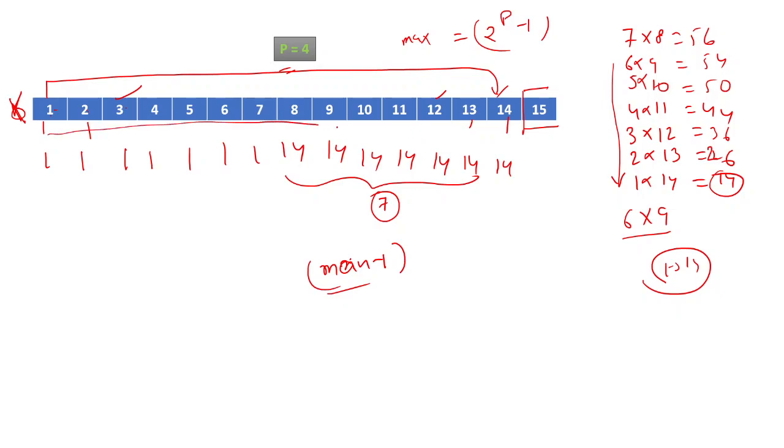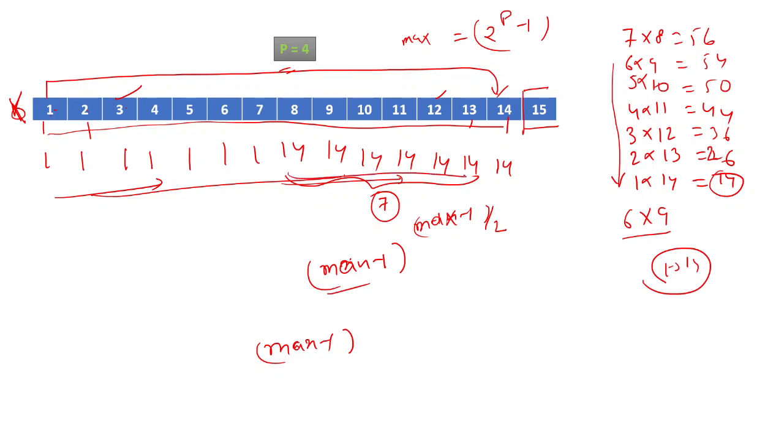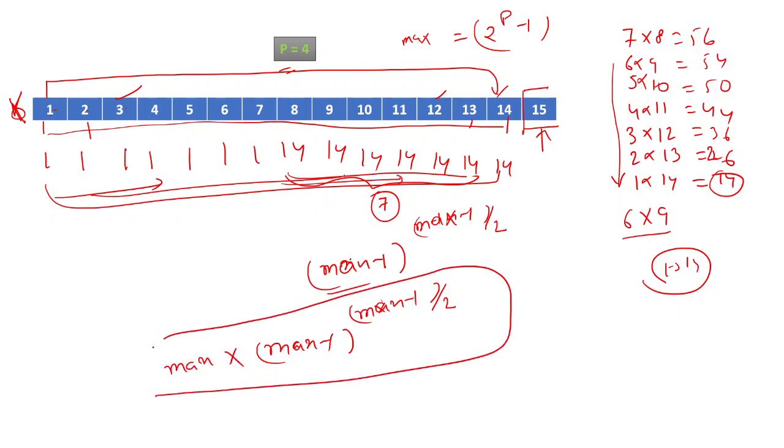The number of values that we have here divided by 2. And how many values will there be? That will be max minus 1 itself. So max minus 1 divided by 2, that many products will be there. Products of 1 is 1, so that need not be considered. So this whole product will be max minus 1, that is 14, to the power 7, which is max minus 1 divided by 2. And when we get this product, we multiply the last one, that is max, to it. So this is basically our answer.